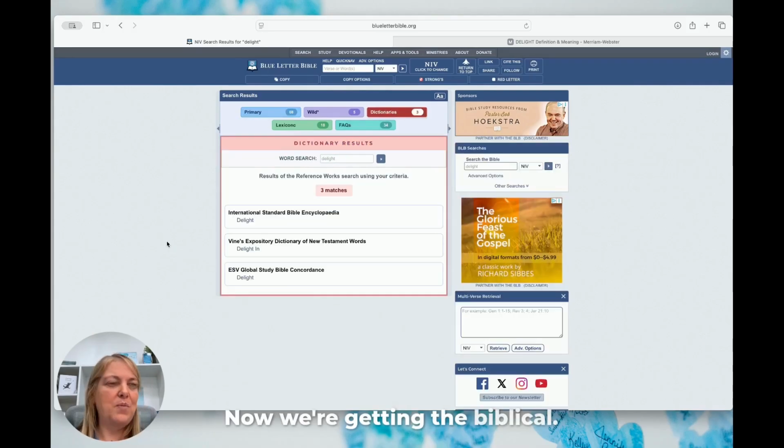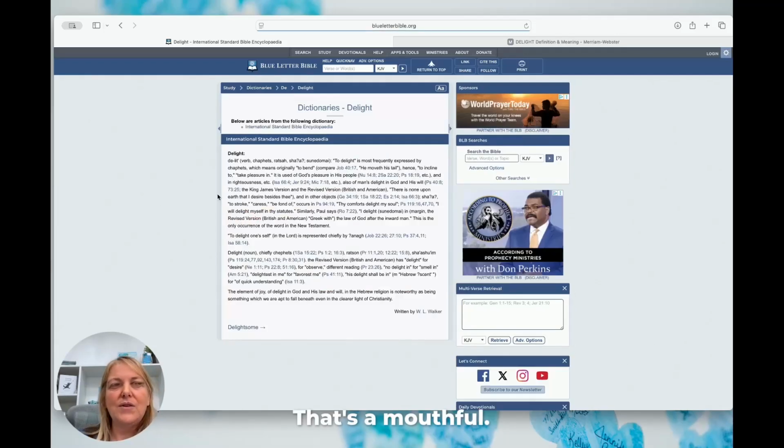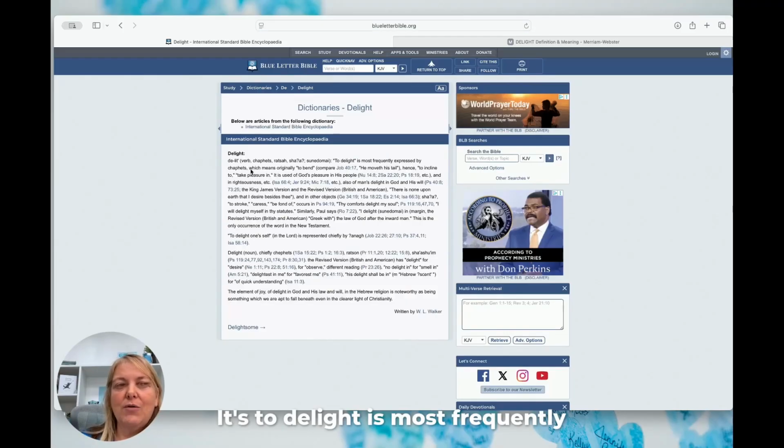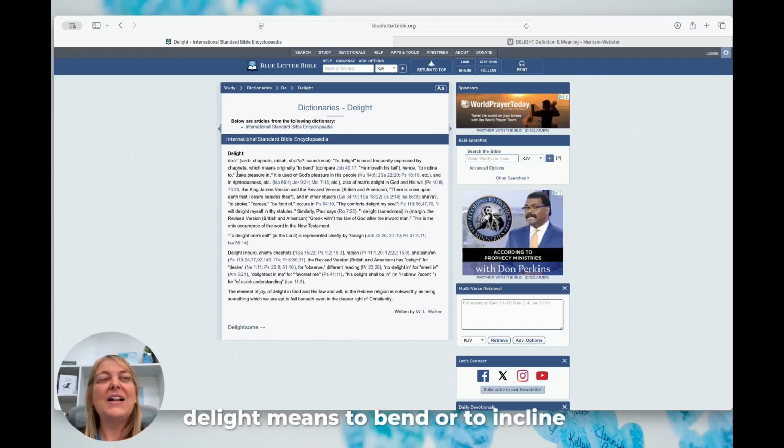Now we're getting to the biblical dictionaries. And so we'll just start here with the International Standard Bible Encyclopedia. That's a mouthful. Here's a definition. To delight is most frequently expressed by, well, we can go see what that word is later, which originally means to bend. To delight means to bend or to incline, to take pleasure in.